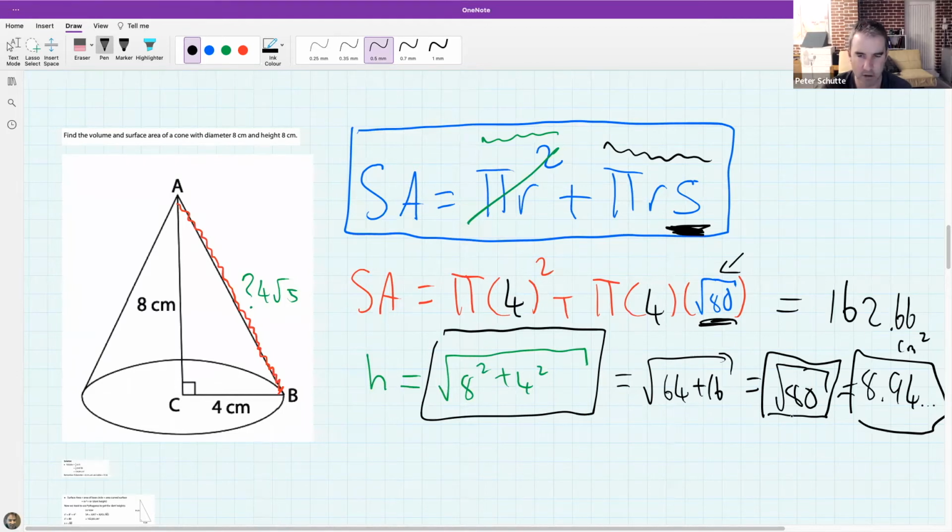Okay, I hope that helps a little bit. It's not wrong using 8.94. It just means that it will take you longer to type it out.